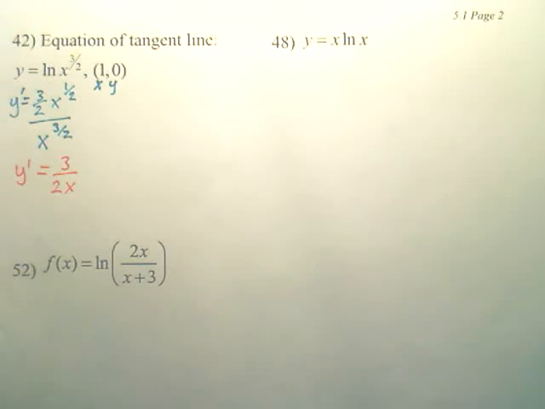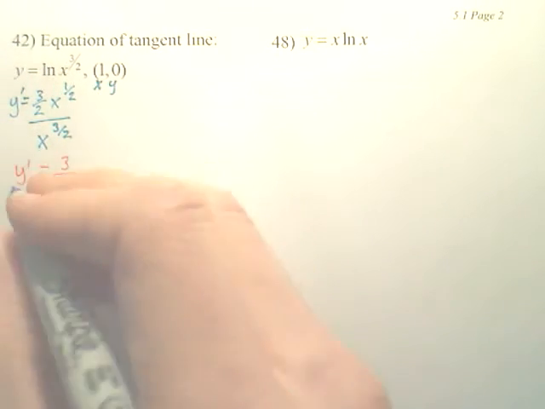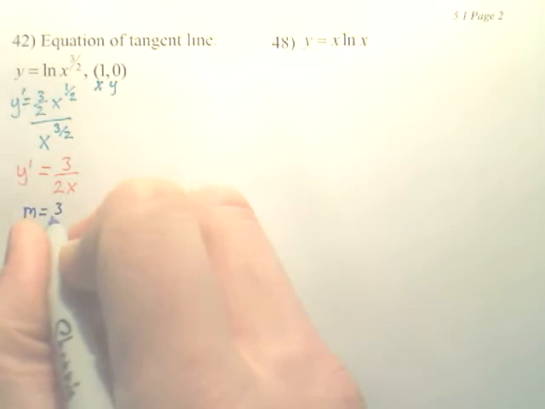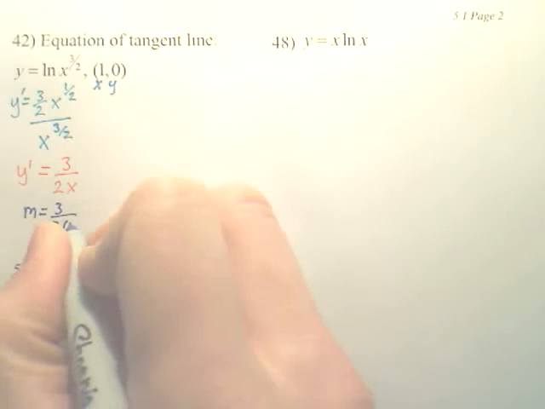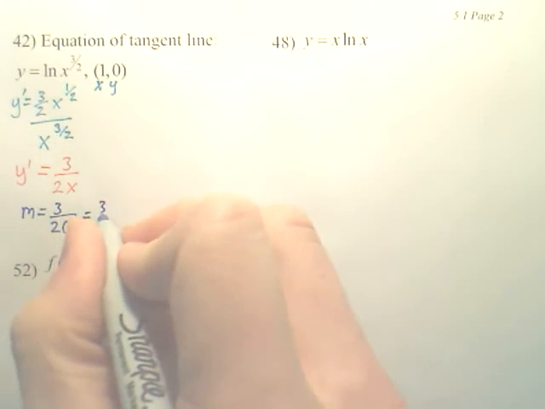Okay. Next, that's my derivative. I now want to find the slope. Because I have x and y, I need the slope to make the equation. So my slope is going to be 3 over 2 times 1. So it looks like my slope is 3 over 2.